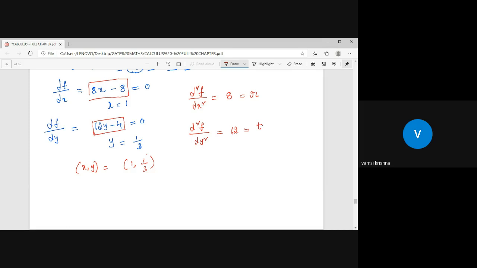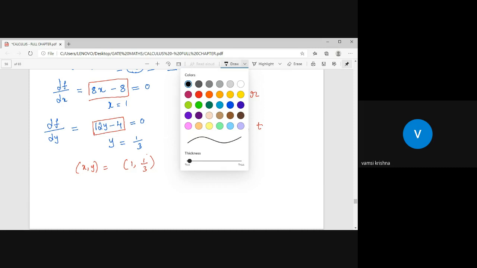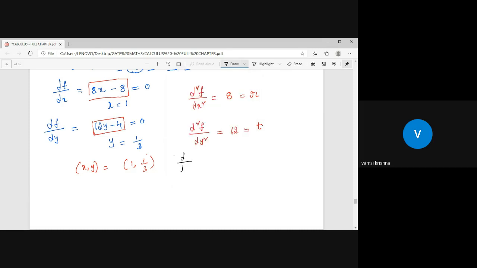Now, sir, what is s? What is s? Dou square f by dou x of dou f by dou y, then you will get dou square f by dou x dou y. That means you have to differentiate dou f by dou y with respect to x. So however you differentiate, you get zero only. When you are differentiating with respect to x, there is no x term here, so you cannot get anything here, so it will be 0. Now my all three variables R, T and S are ready.